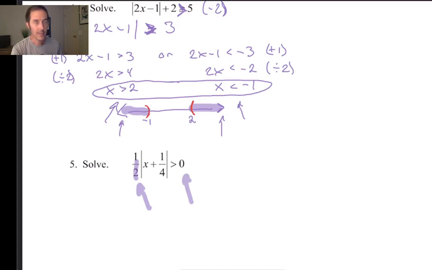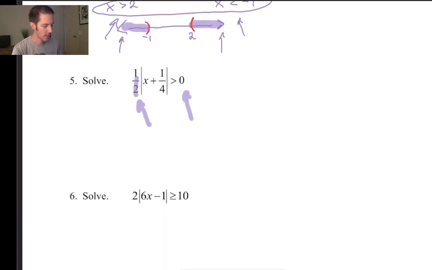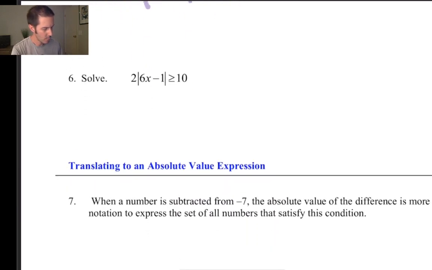Greater than 0. That one's going to be a little bit unique, but work it out. Realize that it's going to be a little bit unusual, and you will still be able to put it on a number line, but I'm just going to let you work it out. Just realize that it's a little bit unique with it being greater than 0 like that. This problem, divide both sides by 2, proceed as usual.